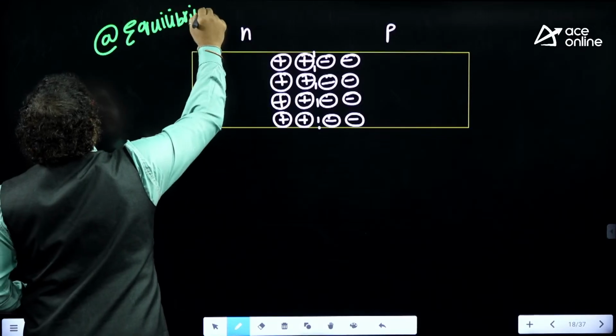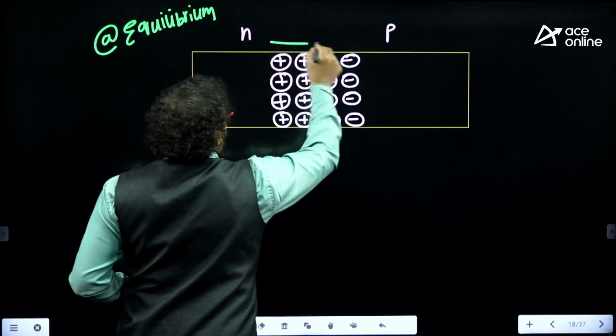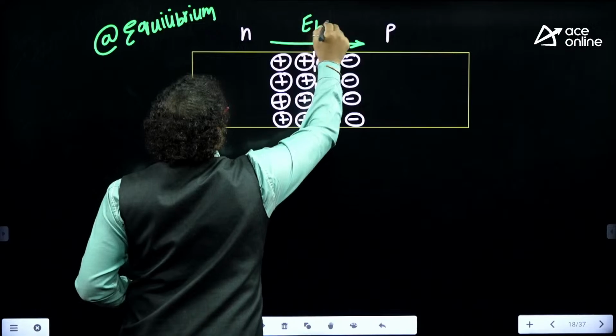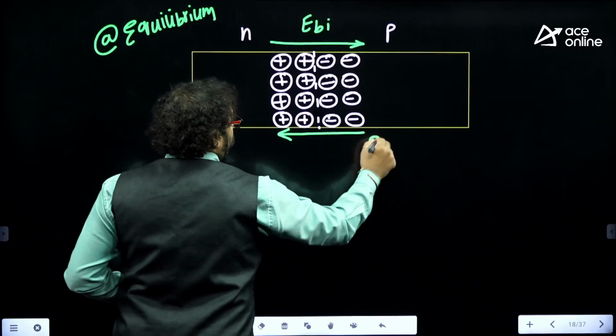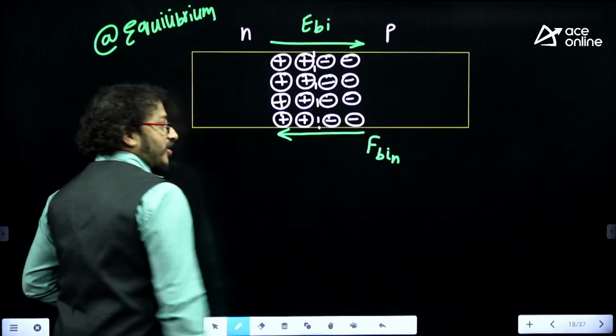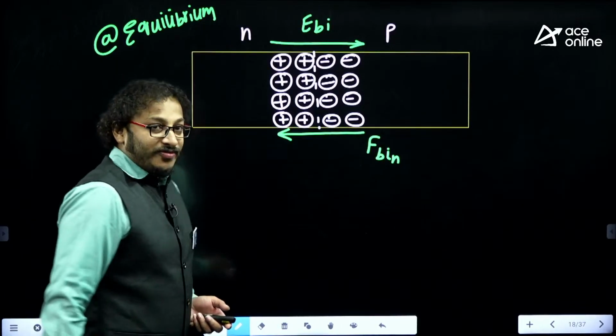Now at equilibrium, there exists what, dear students? A static electric field. The electric field is moving in this direction, which is nothing but a built-in electric field, or we say static electric field. And this is the direction of what, dear students? The built-in force acting on electrons. Static electric field and built-in force.